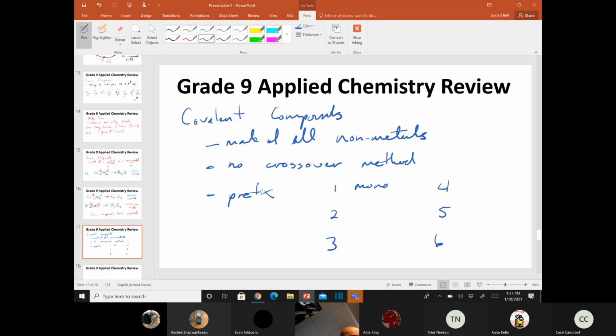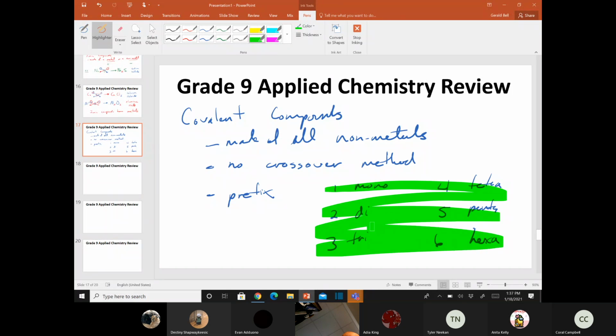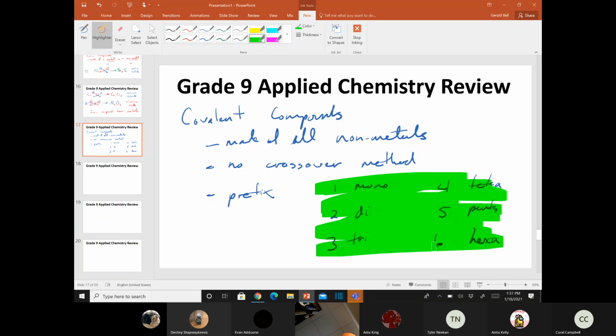1 was mono, 2 was di, 3 was tri, 4 was tetra, penta, hexa. By the way, in grade 10 science, you'll see all this stuff again. So once you've identified your compound as being covalent, you might identify it because you actually see some of these names, using mono, di, tri, and then you say, okay, it has to be covalently bonded because it has that stuff in it. Now the reason we need these is because you can have a couple of different examples here.